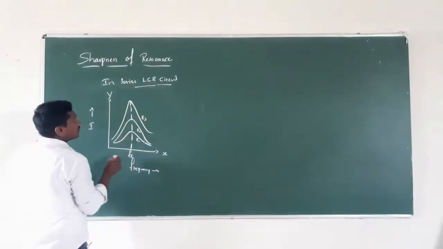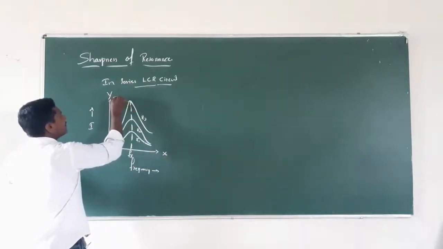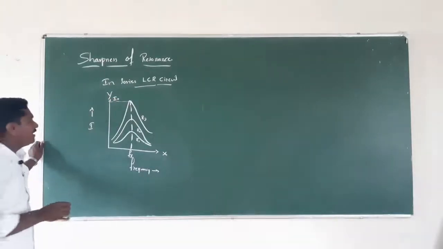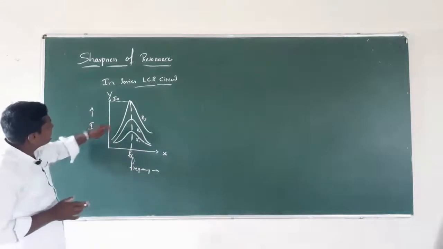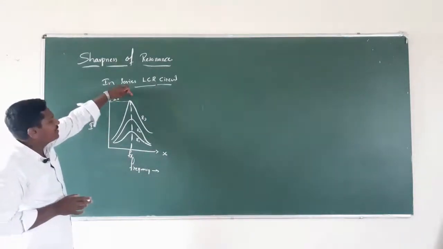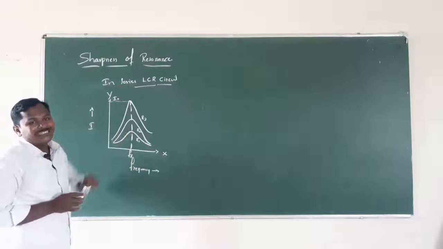And this represents a resonant frequency. Here it is the maximum value of a current that can be represented by I naught. In the sense, as the frequency increases, the current increases and it reaches a maximum peak value and after that decreases.